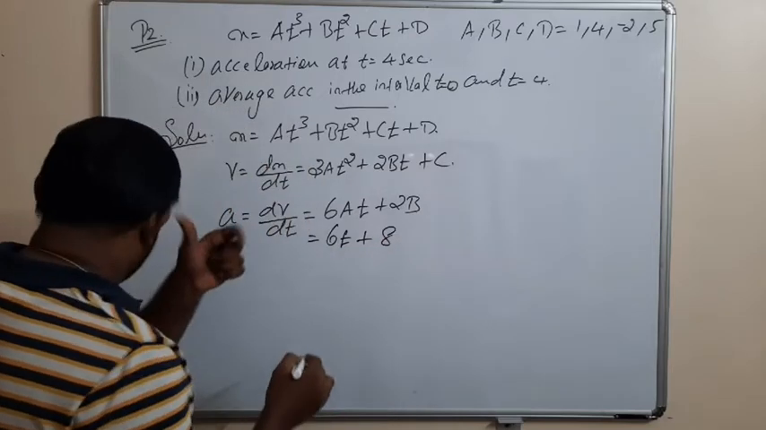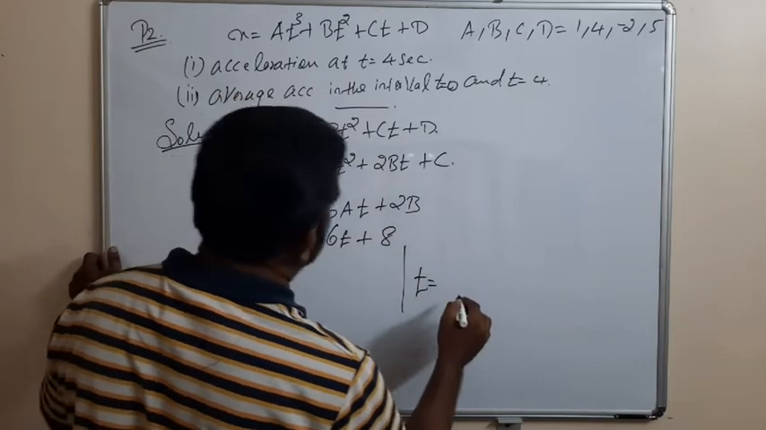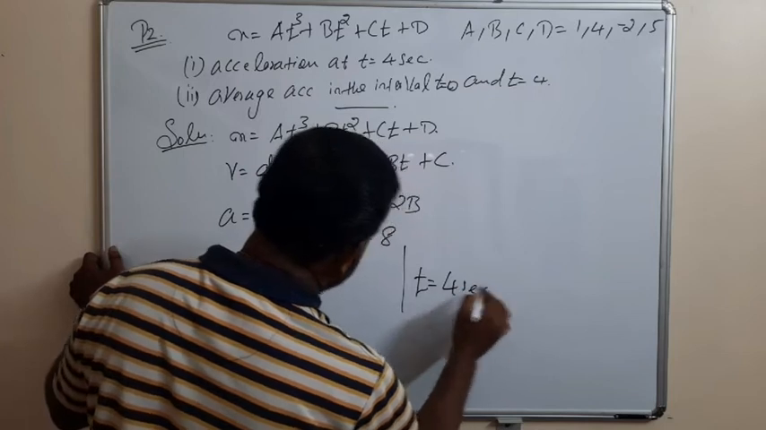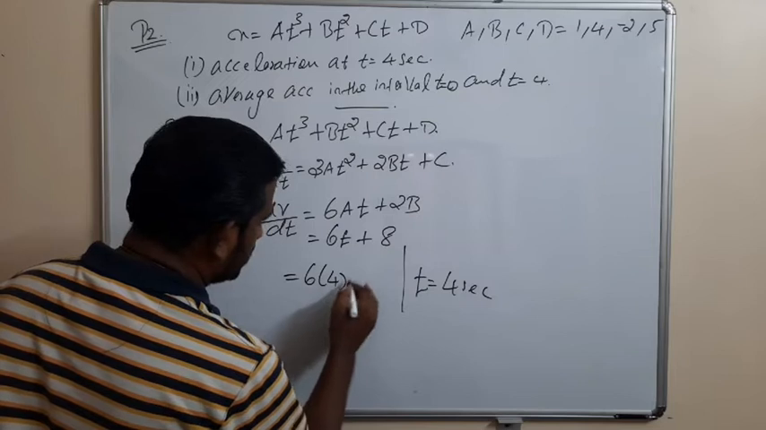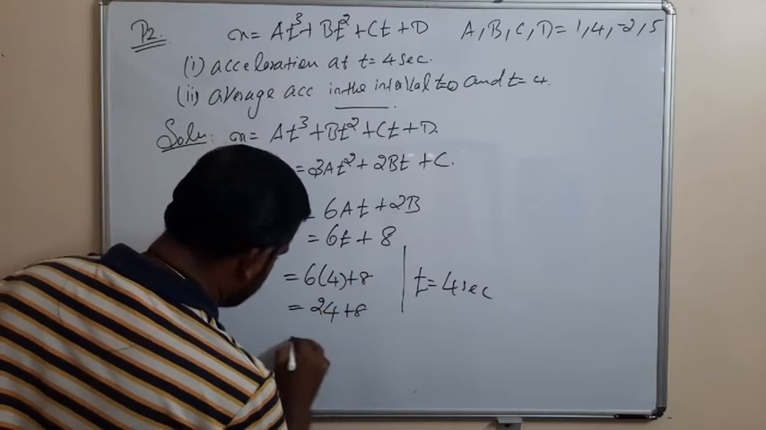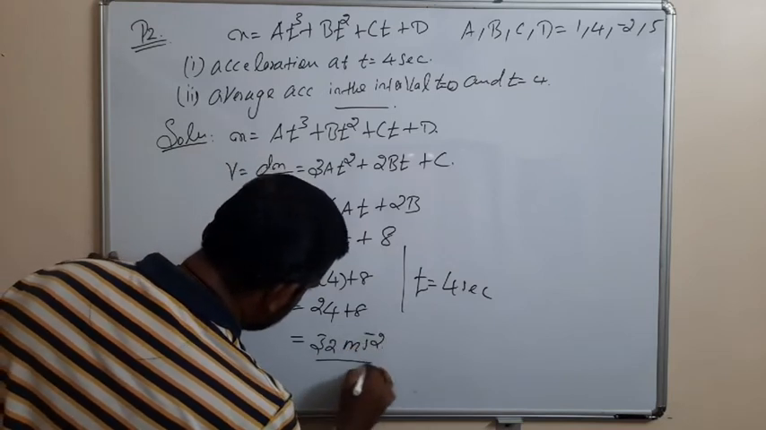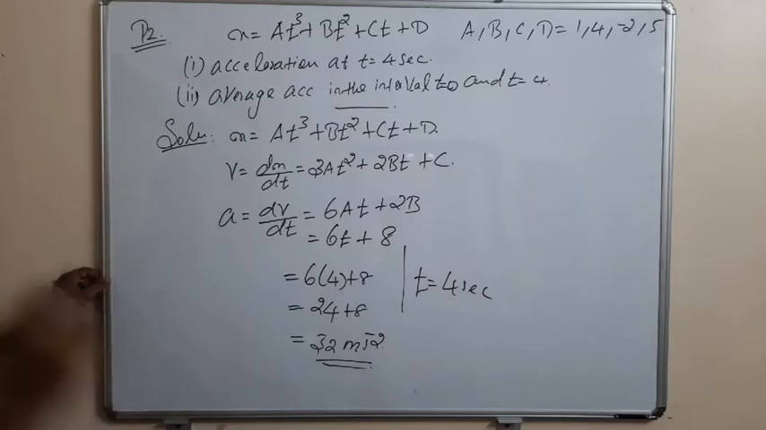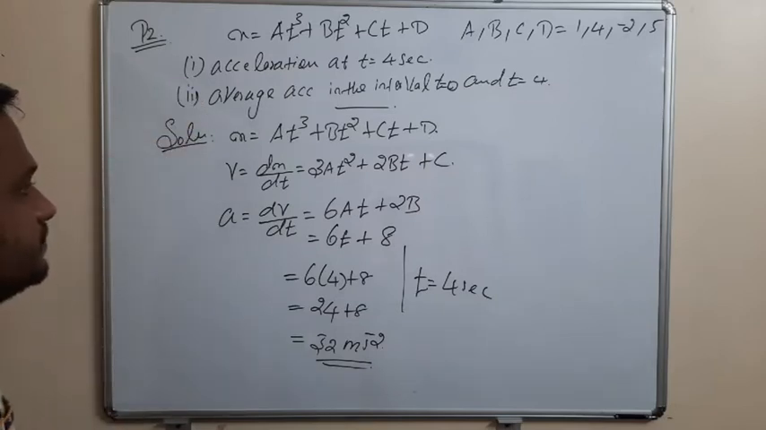So we have to find the acceleration at t = 4 seconds. 6 into 4 plus 8, that's equal to 24 plus 8, that's equal to 32 meter per second square. This is the acceleration at t = 4 seconds.